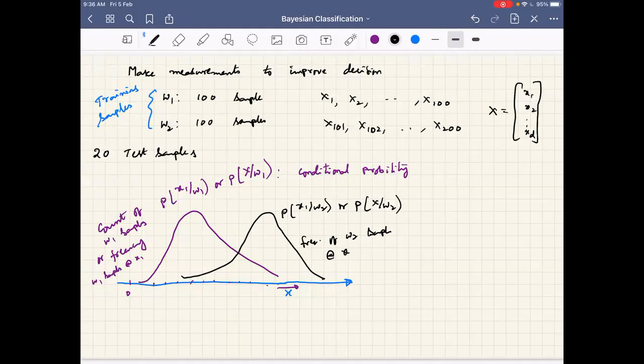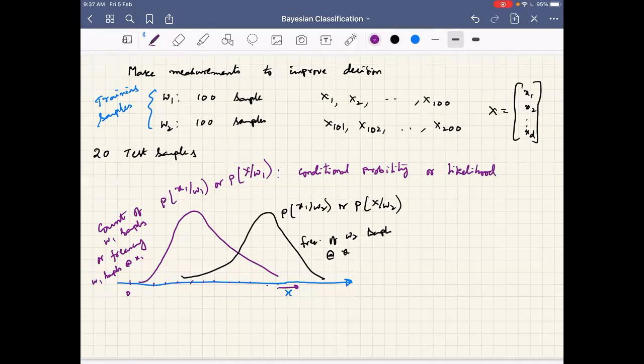Any question? Yes, sir. Just a small doubt. Here you've written x1, x2, so on until x100 next to omega 1. So are they separate features or are they feature vectors for one sample? Can somebody answer it?